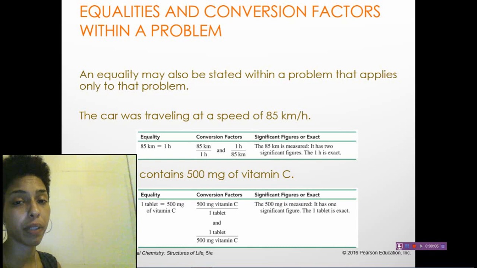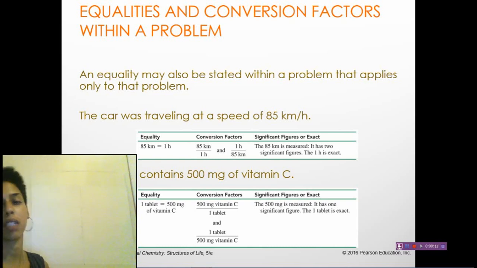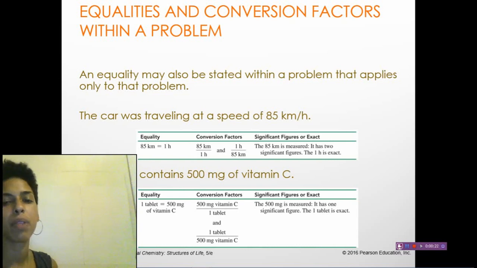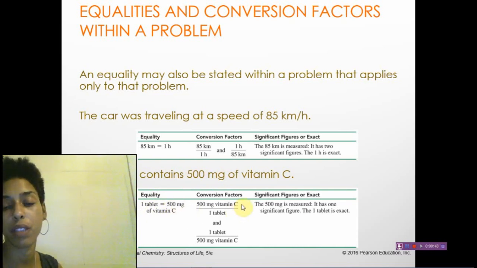We're going to finish up with equalities and do some more conversion factor problems and take a look at some density problems in this video. We mentioned already that you can have metric to metric conversions and English to metric conversions, but you can also have different types of conversions such as speed, where we have 85 kilometers per hour, and that means 85 kilometers equals 1 hour, and we can put that in a conversion. The same as if we have one tablet is 500 milligrams, we can put that also into a conversion factor.